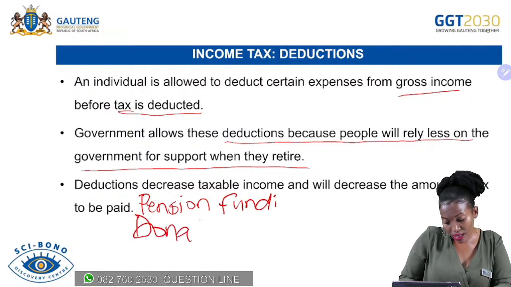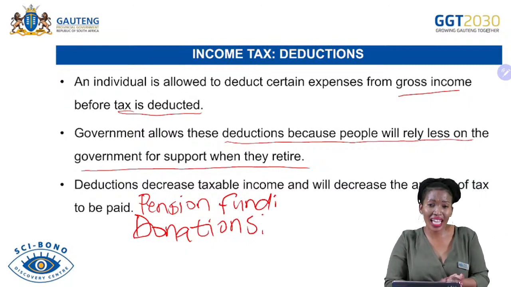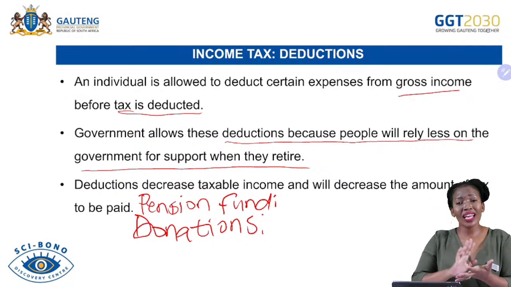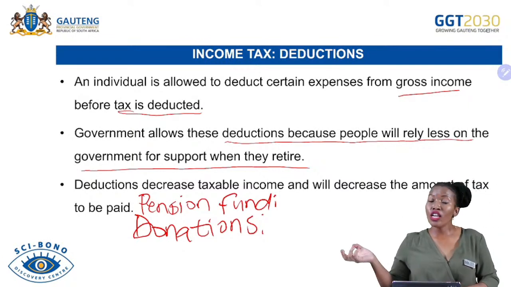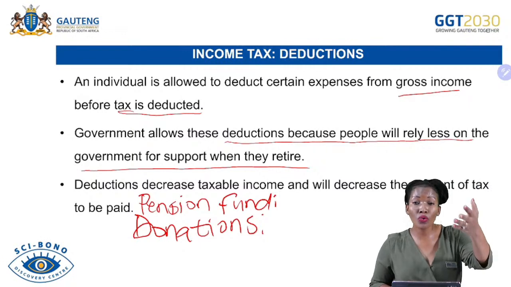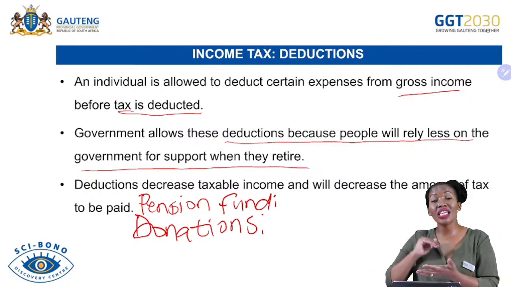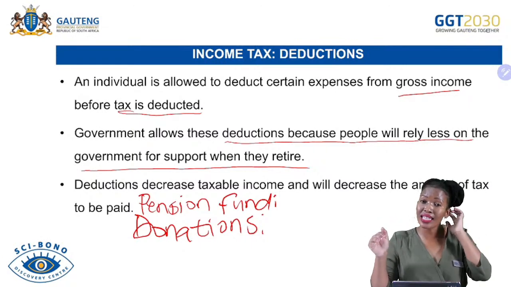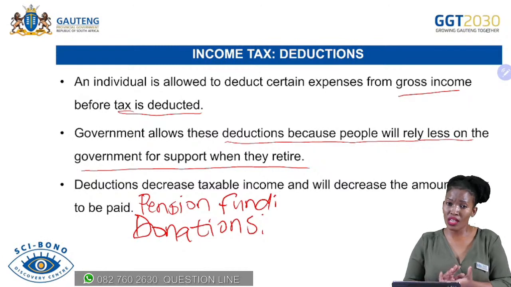Your donations. Guys, the donations that we are talking about, it has to be towards a registered organization. A registered organization can be an orphanage home, an old age home, a school, or an animal shelter, as long as you are making a donation towards a registered organization. Now, what happens when you make a donation?